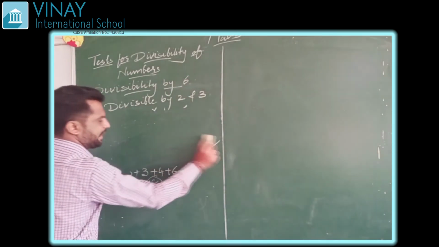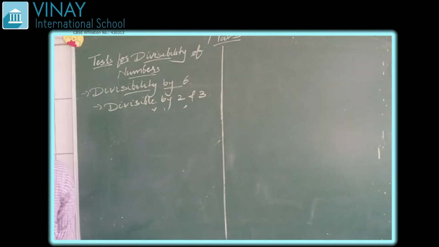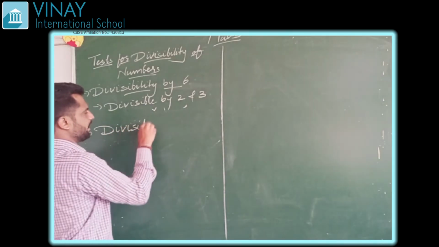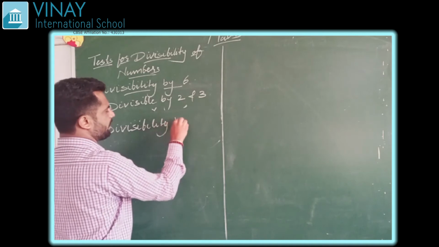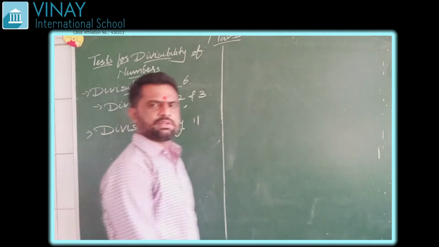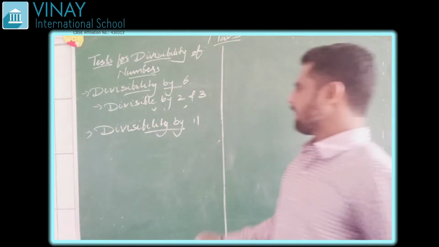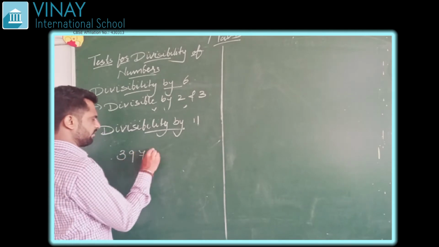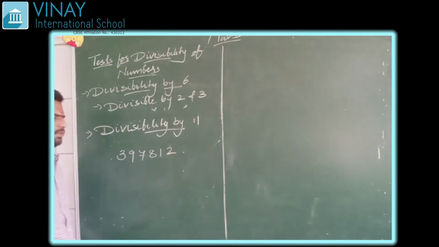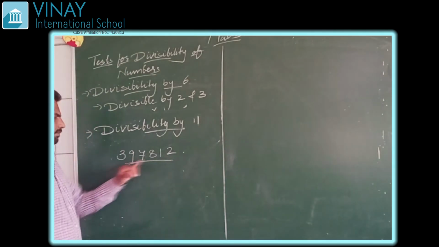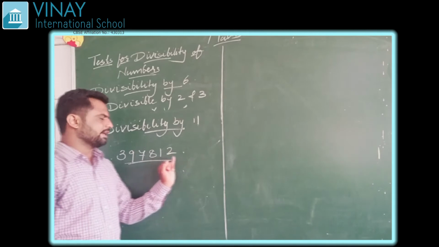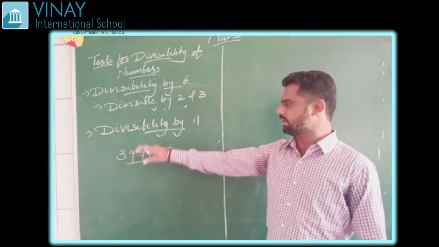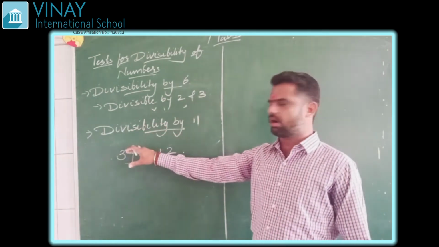Now the last divisibility test is divisibility by 11. Let us write one number, 397,812. This is a big number, 3,97,812. We have to find out whether this number is divisible by 11 or not.